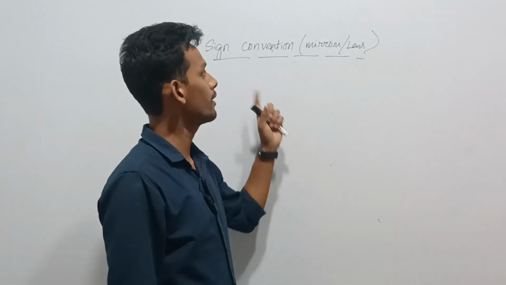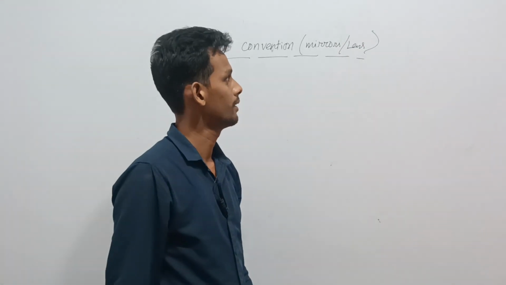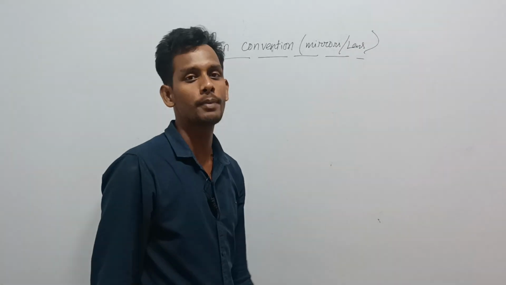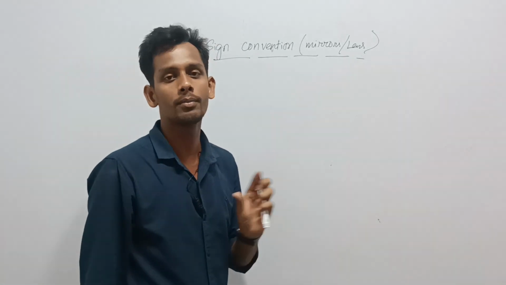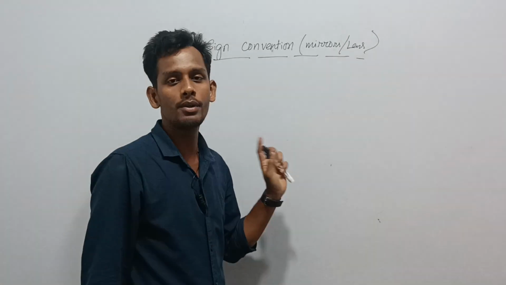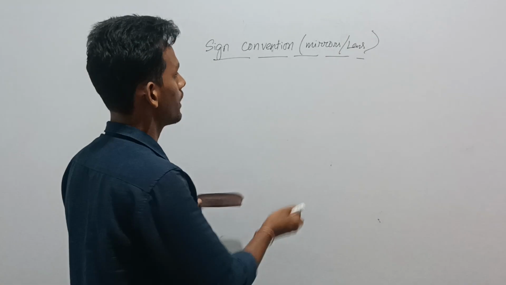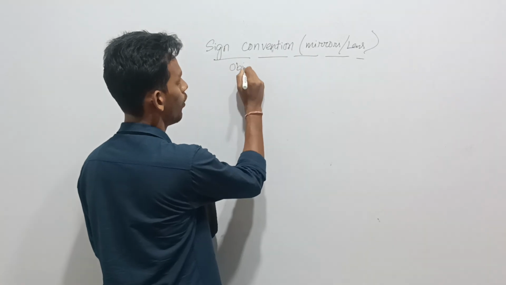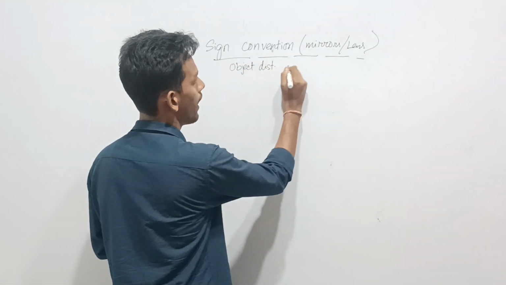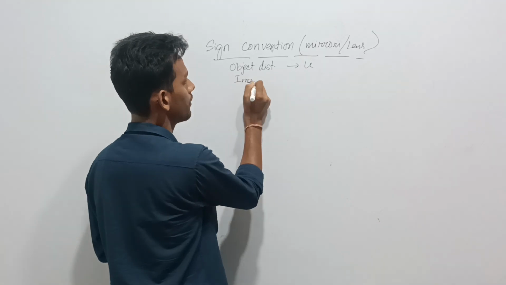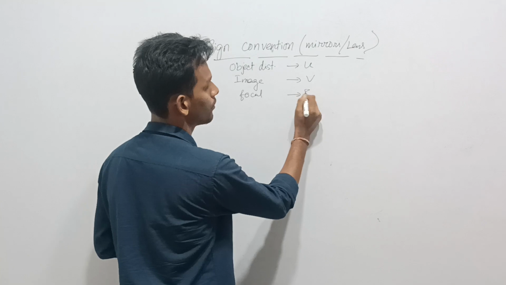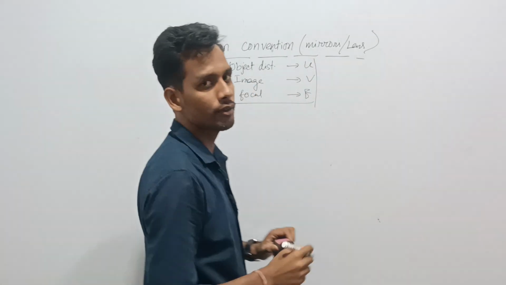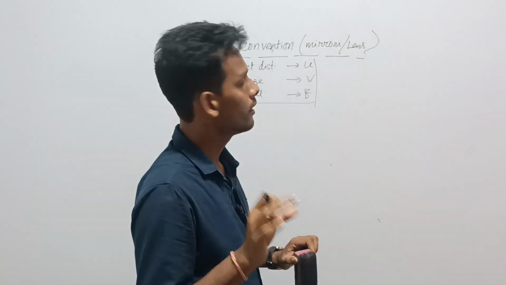Hello everyone. So today we are going to learn about the sign convention of mirrors and lens, that means spherical mirrors or spherical lens. What are the sign conventions? You know the object, image, distance of object, distance of image. For this, sign convention is required. We can take the object distance as u, image distance as v, and focal length as f. These three are the distances which we have to find out for a particular situation.